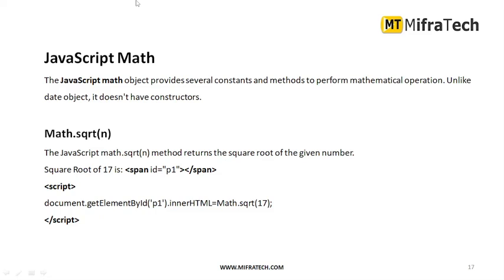Next, JavaScript Math. The JavaScript Math object provides several constants and methods to perform mathematical operations. Unlike the date object, it does not have a constructor.